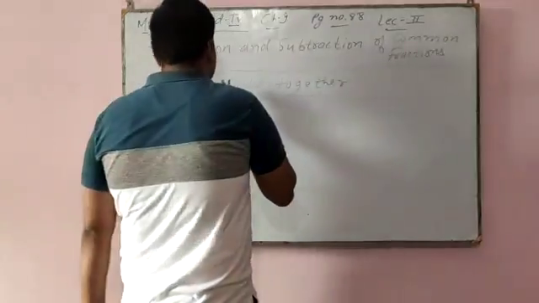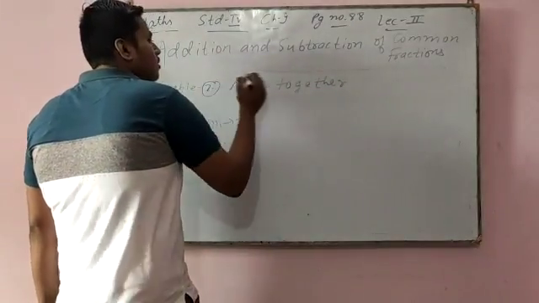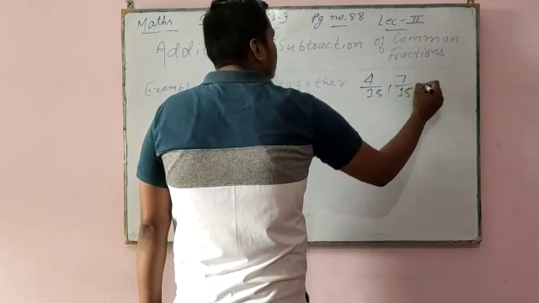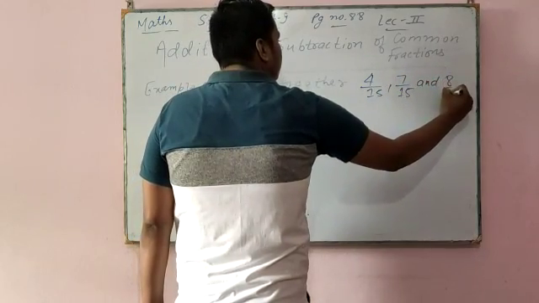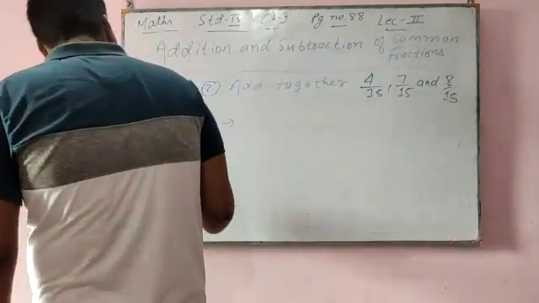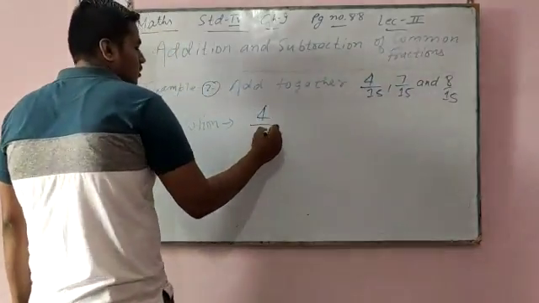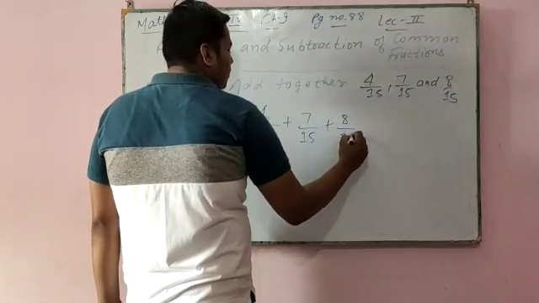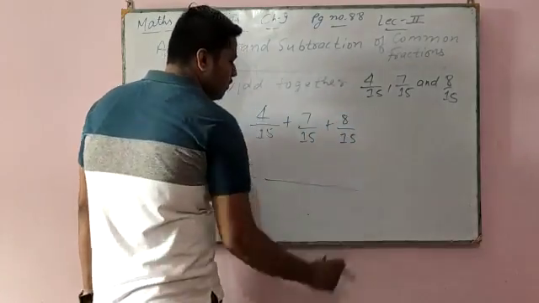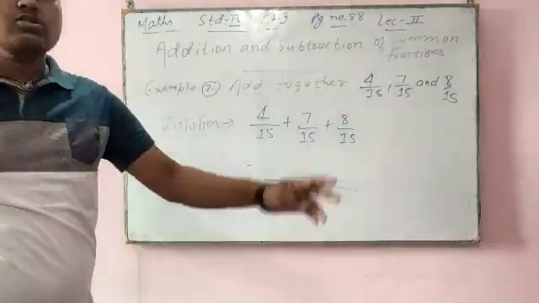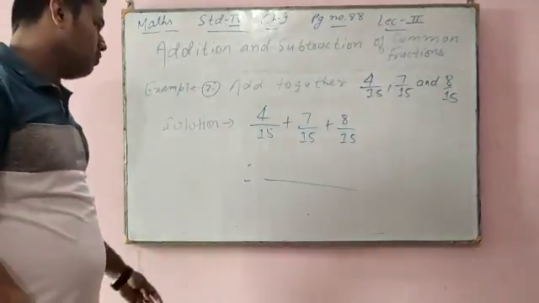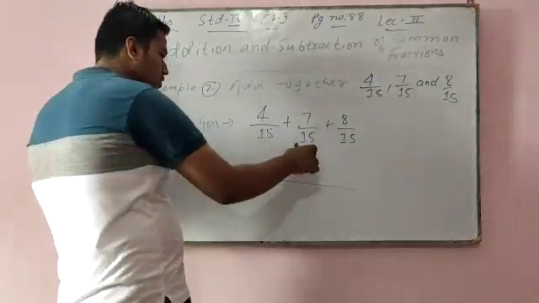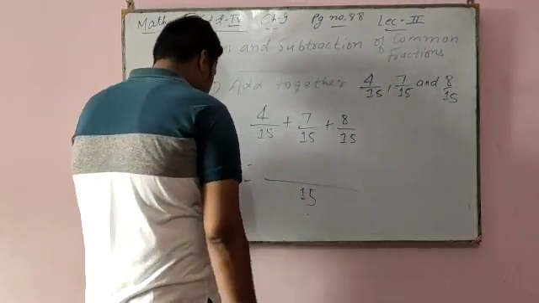Next question, see example number 2. Add together 4 by 15, 7 by 15 and 8 by 15. So this is our question: 4 by 15, 7 by 15 and plus 8 by 15. I told you that whenever you find the denominator the same, as all the denominators are the same here, or another way is to take out the LCM of 15, 15, 15. So the LCM of all three will be 15.